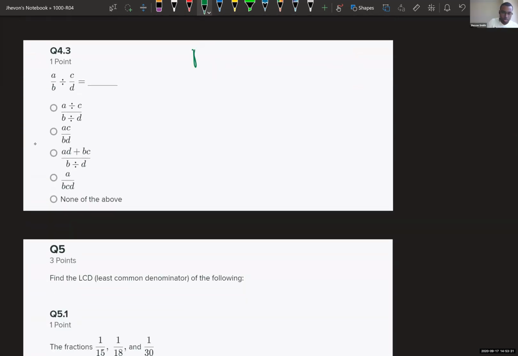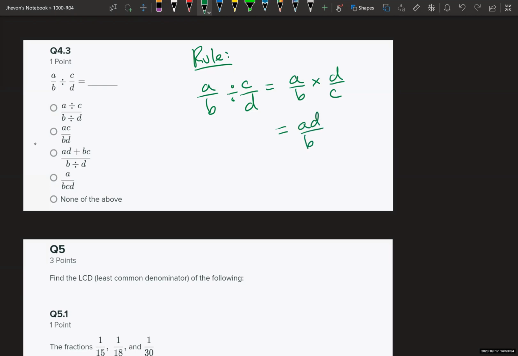Let's keep going. Rule for dividing fractions. I believe we mentioned this earlier. Keep, change, flip. Keep the first one, change the sign to multiplication, flip the second one. And how do we do that? Just like the multiplication above, so it's AD over BC. Yep. Is that here? No, none of the above.